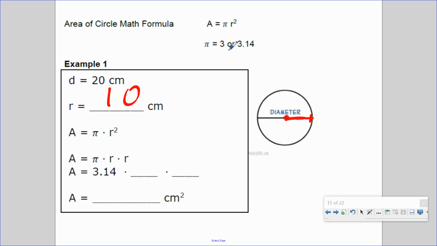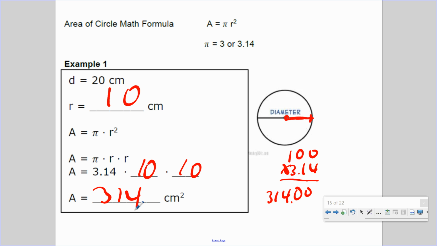What is the radius of this circle? It is 10. So if you multiply 10 times 10, that is 100. Then you multiply it by 3.14. 314 times 1 is 314. It has 2 digits behind the decimal point. So the area of this circle is 314 square centimeters.